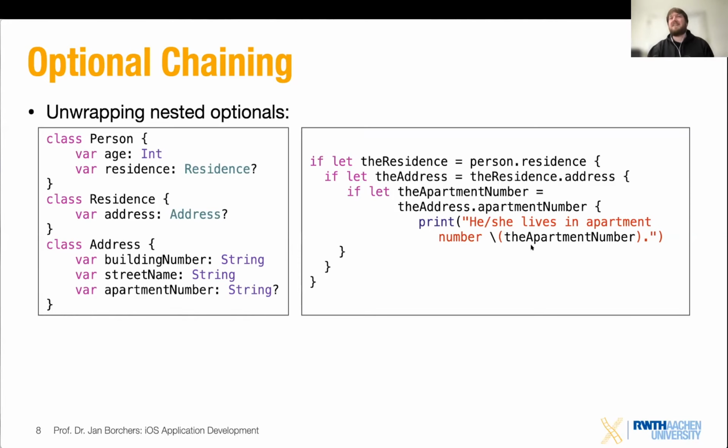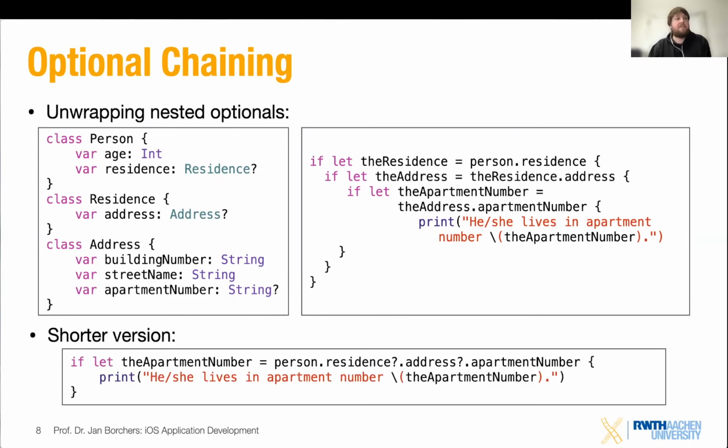So this is then a string. It's not an optional. At this point, it won't be nil. But yeah, that is something that is quite convoluted and a lot to read, to go through. So there's also a shorter version how you can do that. And that is what is called optional chaining.